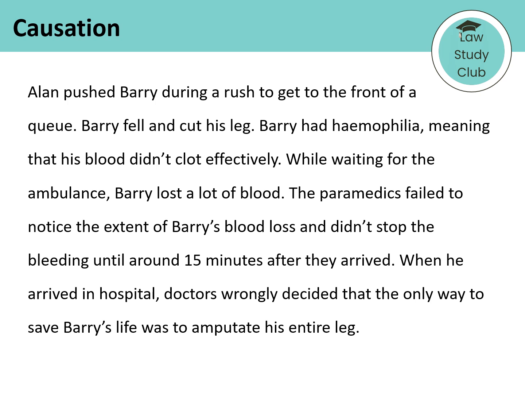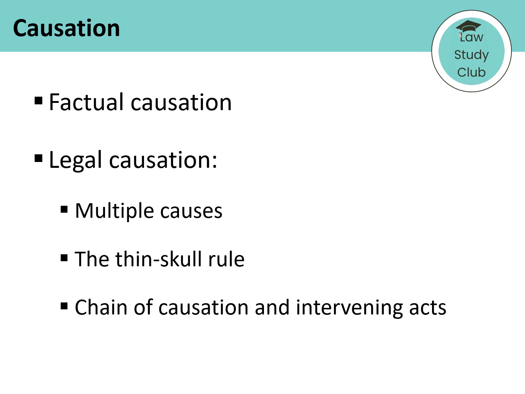Now remember to think about factual causation and legal causation, including the chain of causation and any intervening acts. So would Alan be liable for all the harm to Barry, including the amputation? Remember to back up your thinking with points of law to support it and cases that provide authority for your points. So you should now be able to explain the but-for test for factual causation, apply the concept of legal causation, including where there are multiple causes at play, where the victim has a pre-existing condition, where there's a chain of causation between the defendant's conduct and the eventual harm suffered.